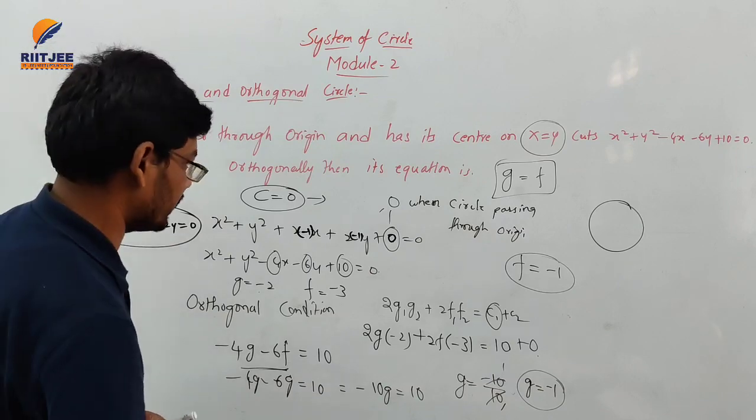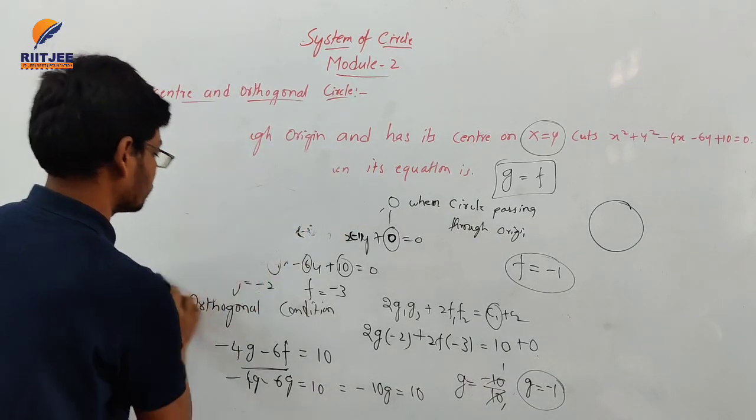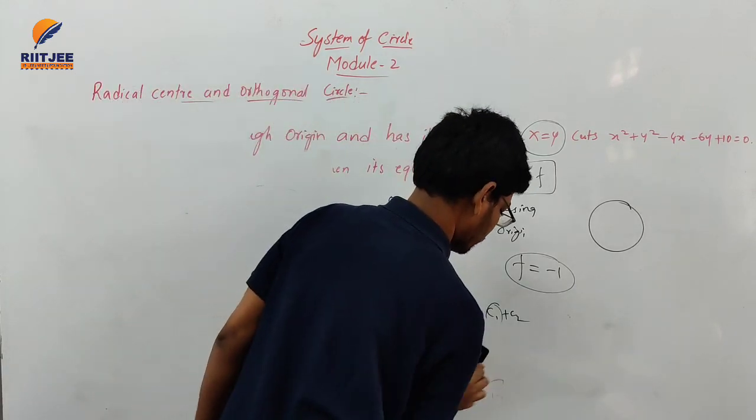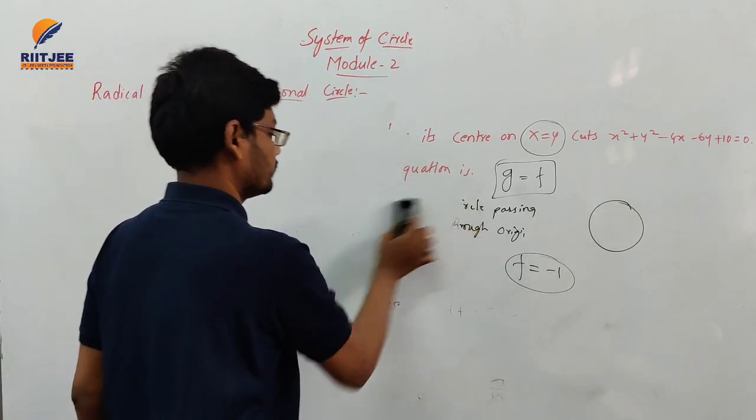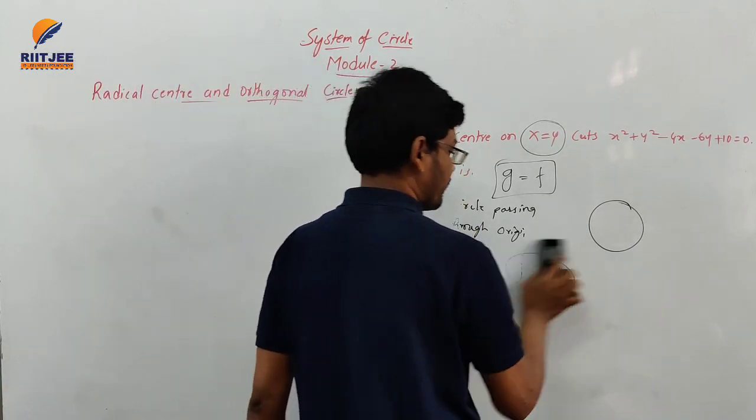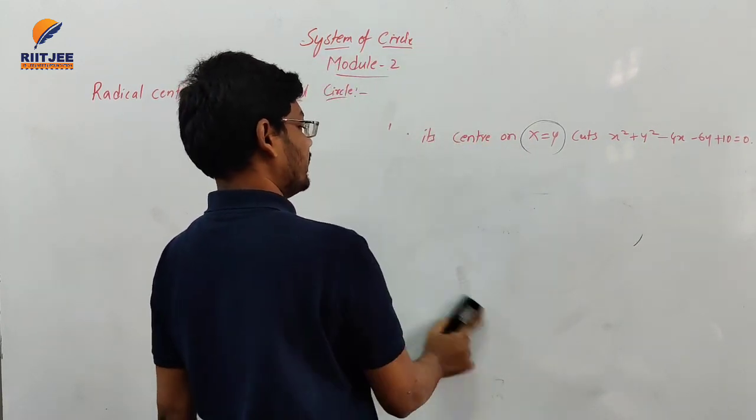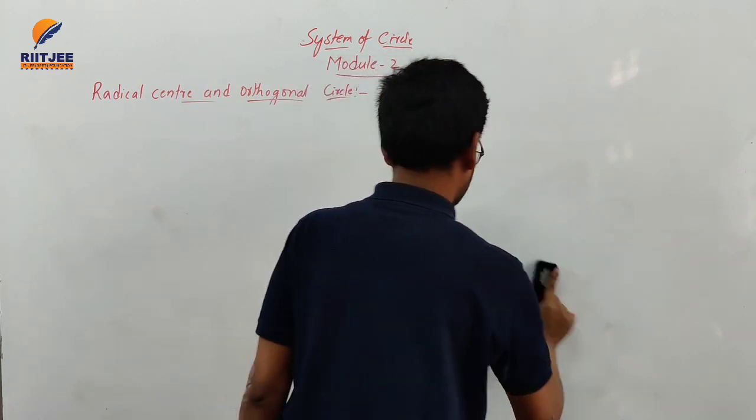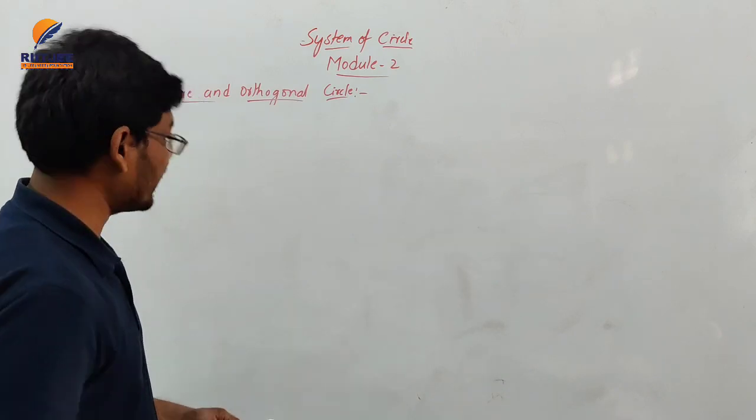And the next question, just solve quickly. Let's substitute the g and f values in the general form of a circle equation where c is equal to 0, and f is equal to g is equal to minus 1. Then if you substitute the values in the general form of equation, we will get the answer.